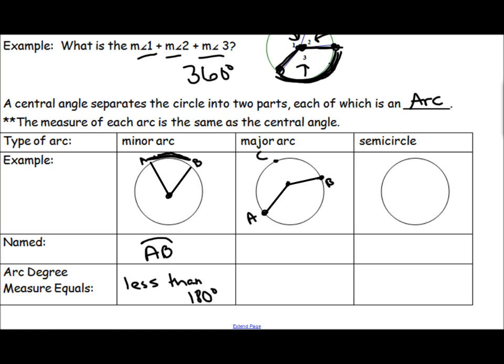A major arc is going to be greater than 180 degrees. And the major arc we would know is a major arc because we use 3 points to name it. So this major arc is greater than 180 degrees.